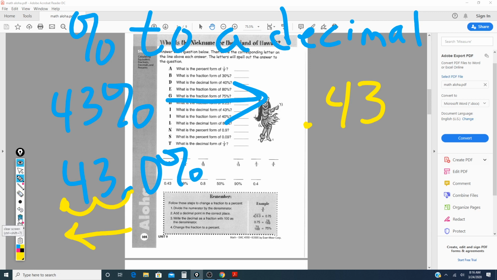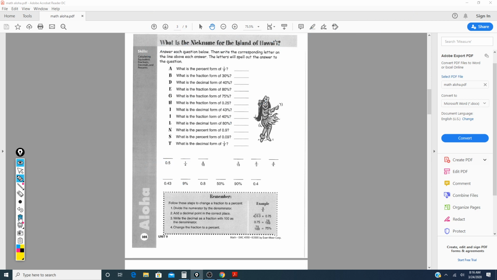Then the next part here, let me clear my screen. Decimal to a percent. Well, this one should actually not be too bad.